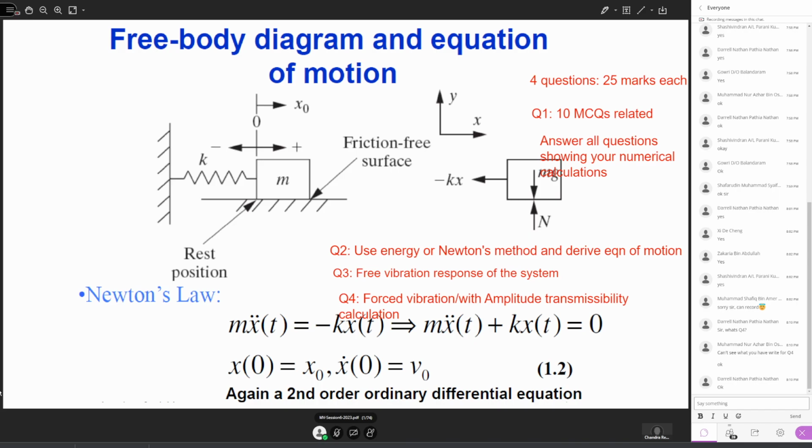Any questions? Then I'll just go through the revision and let us do some exam related questions. For the end of term exams, there will be 5 or 6 questions. 3 or 4 questions will be from the single degree of freedom systems, and 2 questions will be from multi-degree freedom systems.